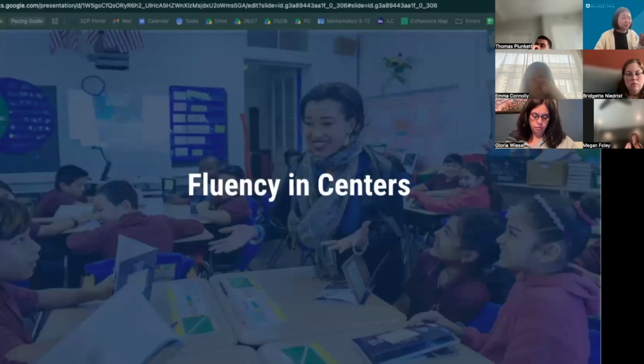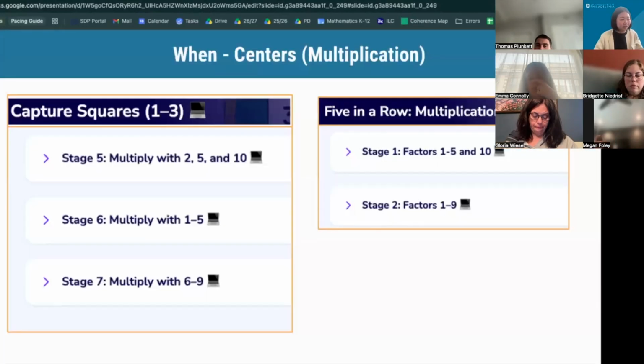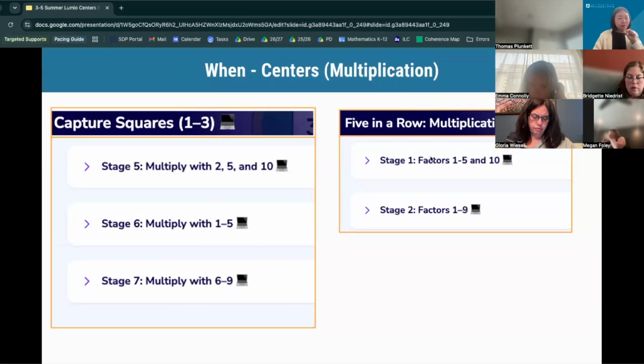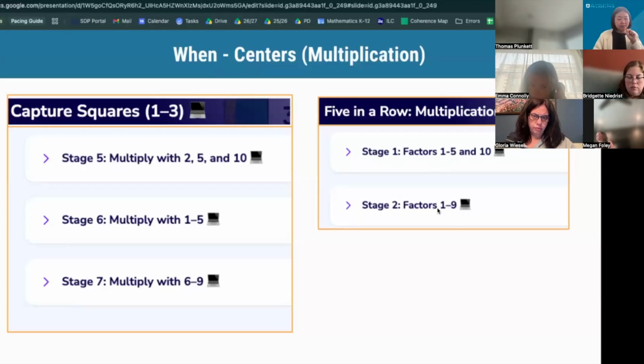So one place that you'll see it, and I know many of you are familiar with centers already, is in our stages. Here are just 2 examples of multiplication centers. One is Capture Squares. Take a look at how the stages are developed from 5, 6 to 7. And then in 5 in a Row multiplication, take a look at stage 1 and 2.